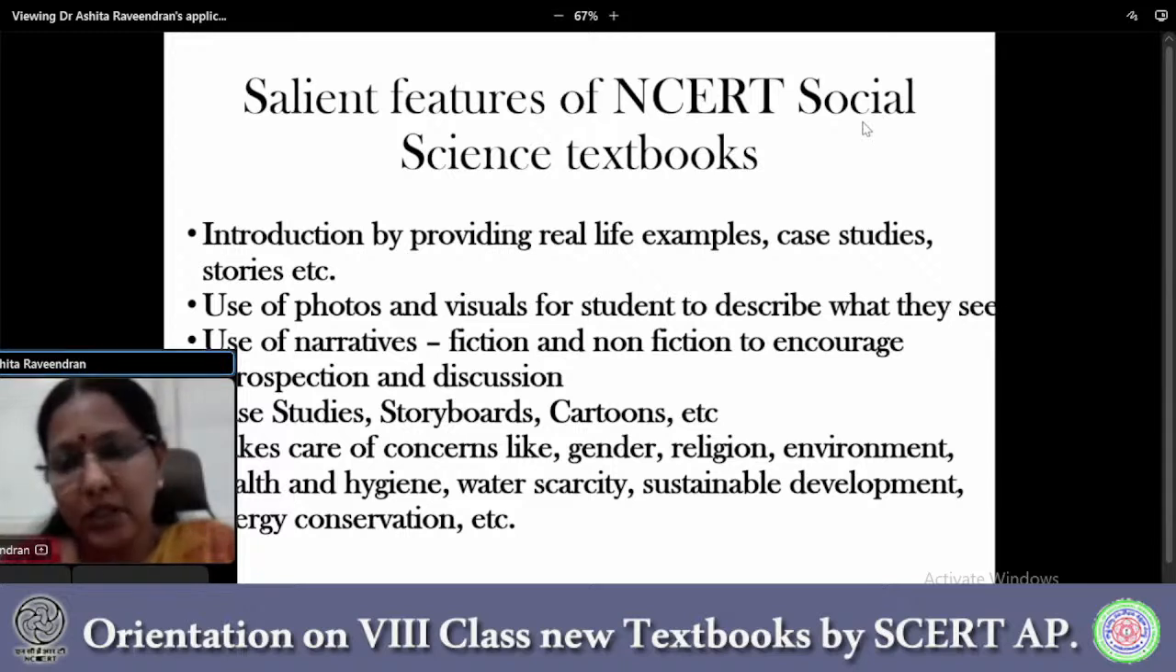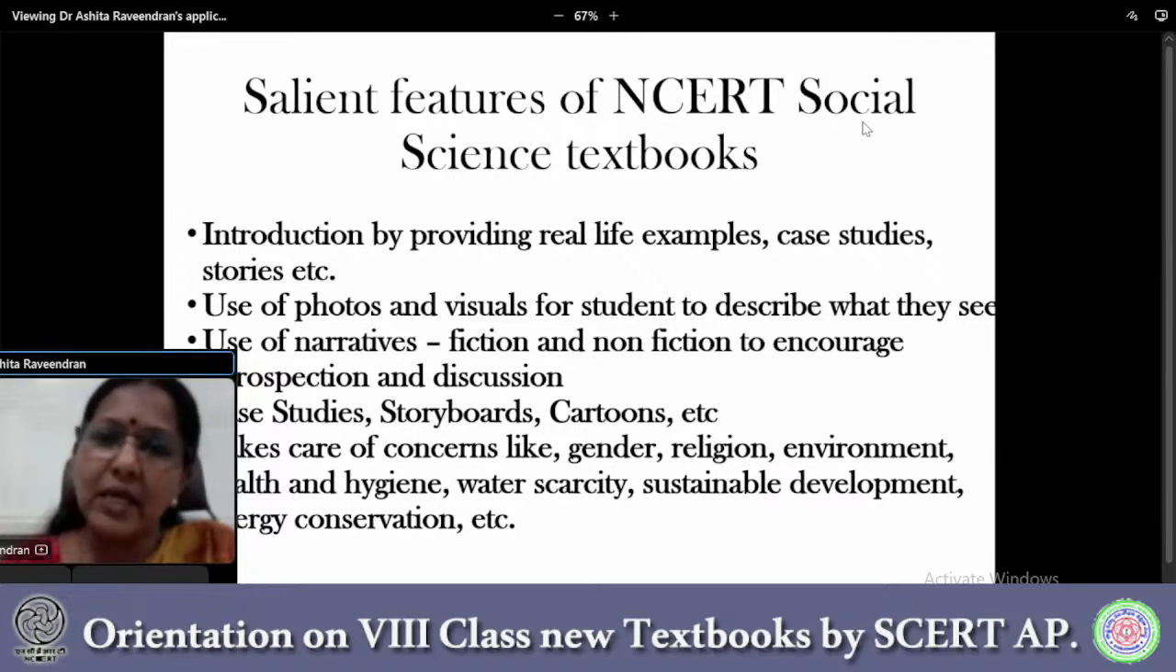There are examples given from the religious concerns about the environment, health, hygiene, water scarcity, sustainable development, then energy conservation. So all these things have been covered in our textbooks through various activities as well as examples.